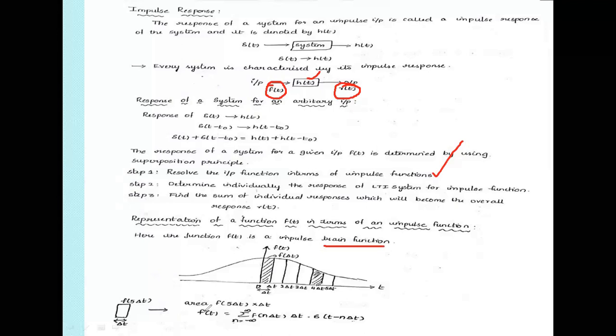The function f of t is equal to the sum of n from minus infinity to infinity of n times delta of t, where n varies from 0, 1 to 3, and so on. Got it, my dear students? That is the representation of the function f of t in terms of the impulse function. Step 1.